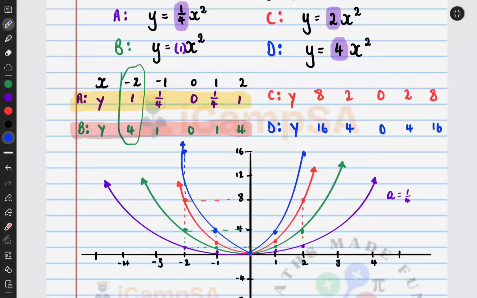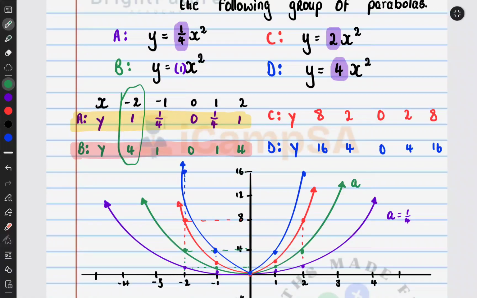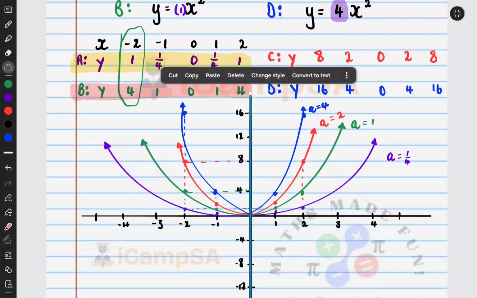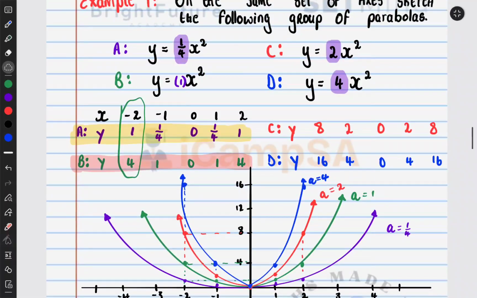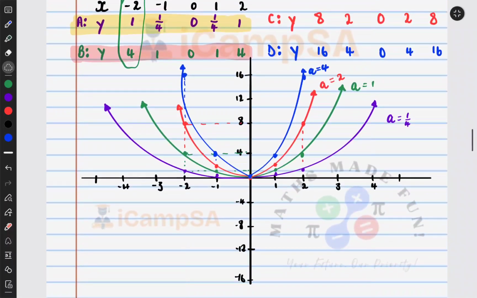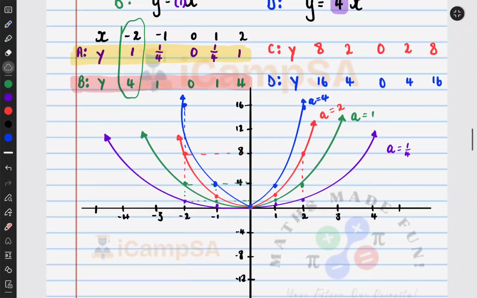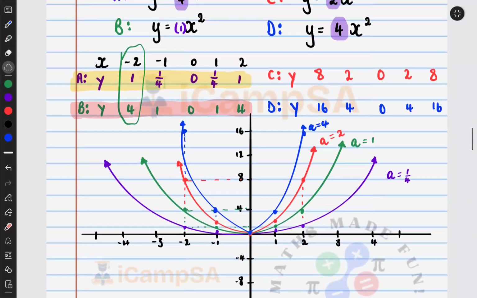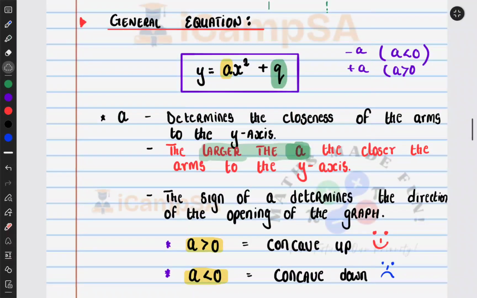So as we can see here, as we are increasing the value of a, for function number b our a is what? Is 1. And then for function number c, our a is 2. And then for function number d, the last, our a is equal to 4. What happens? The arms are moving closer and closer to the y-axis. So as the value of a increases, the arms move closer and closer to the y-axis. Hopefully this sketch was able to demonstrate that to you. You know that as we increase the value of a, our function becomes thinner and thinner, if I may say. So yes, that comes back to what was said here.